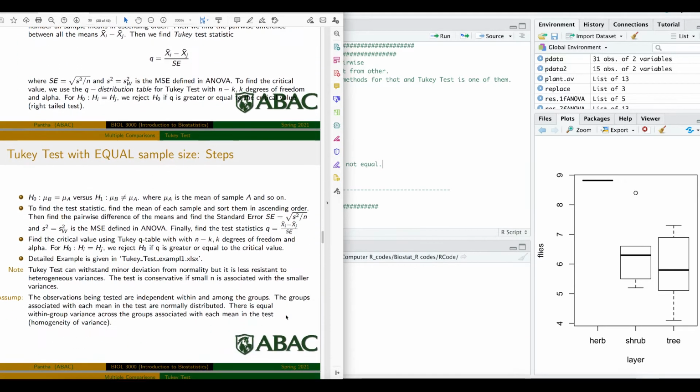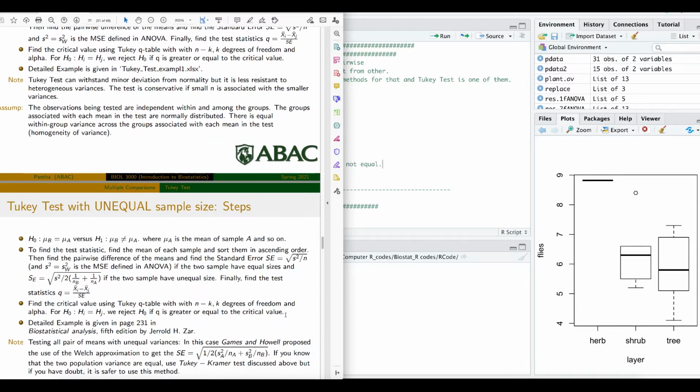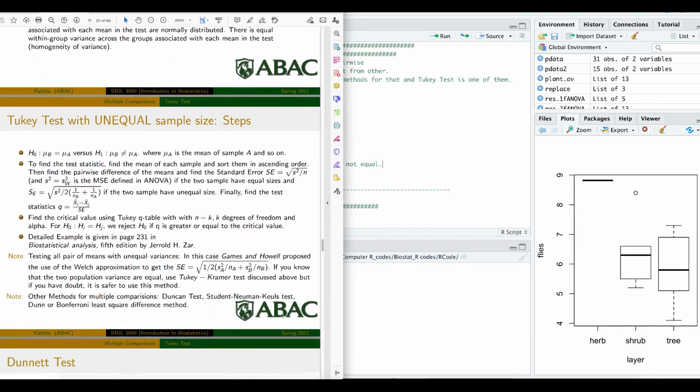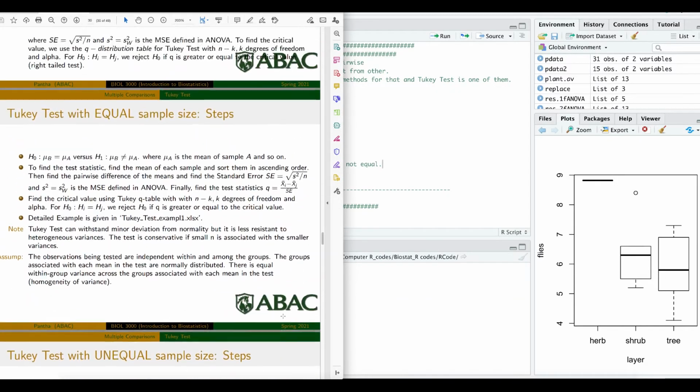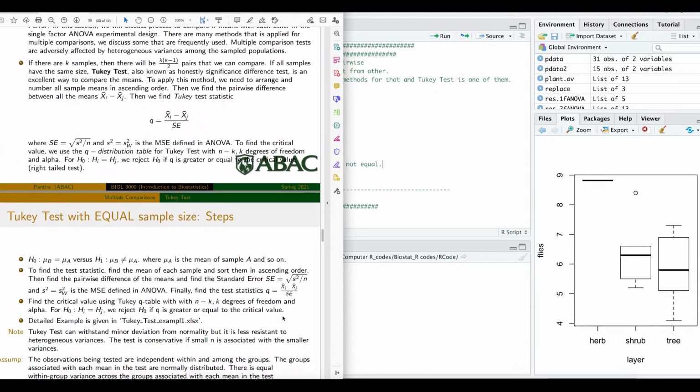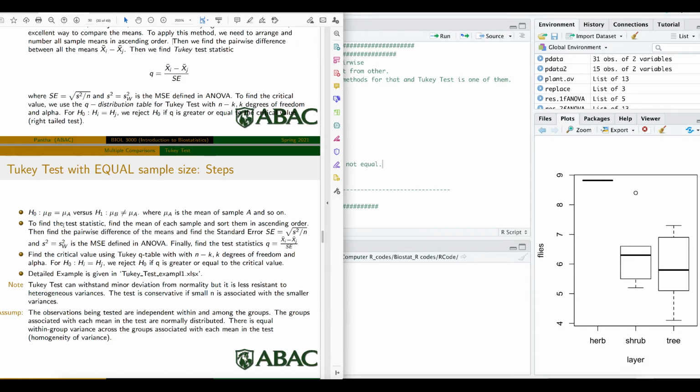So here I have discussed how to do it manually, but usually we use R to find that. That's why I'm going through it very quickly. So what are the steps? Let's write down the steps.